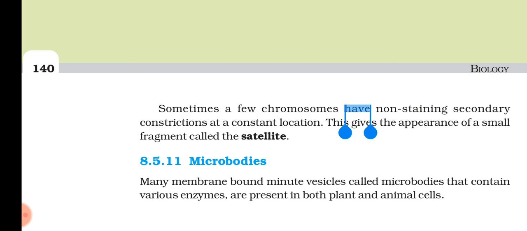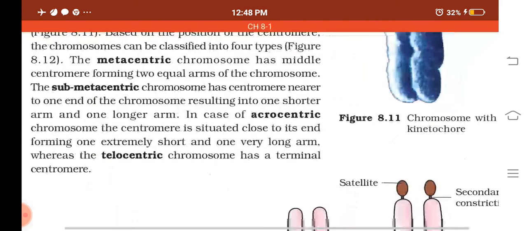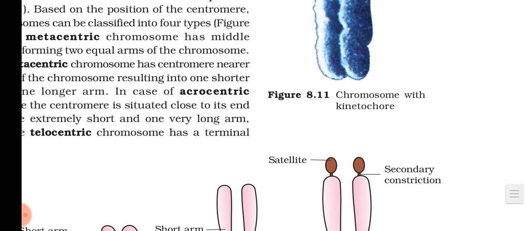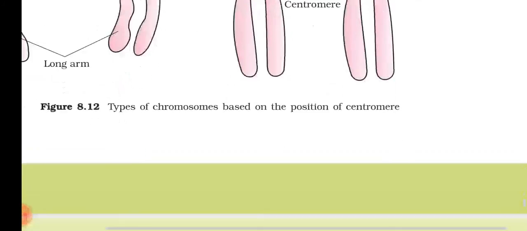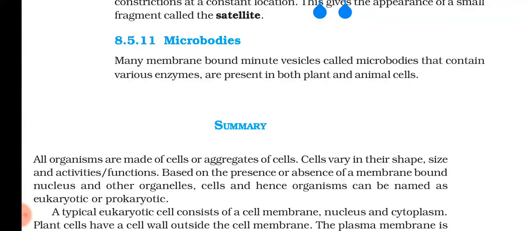Then some chromosomes have a non-staining secondary constriction. That means in addition to the centromere they have one more constriction, which gives the appearance of a small fragment, and that is known as the satellite. That kind of chromosome is known as a satellite chromosome. In addition to this, the cell may also contain various microbodies. They are membrane-bound minute vesicles, bounded by membranes, which may contain enzymes, and can be found in plants and animals.